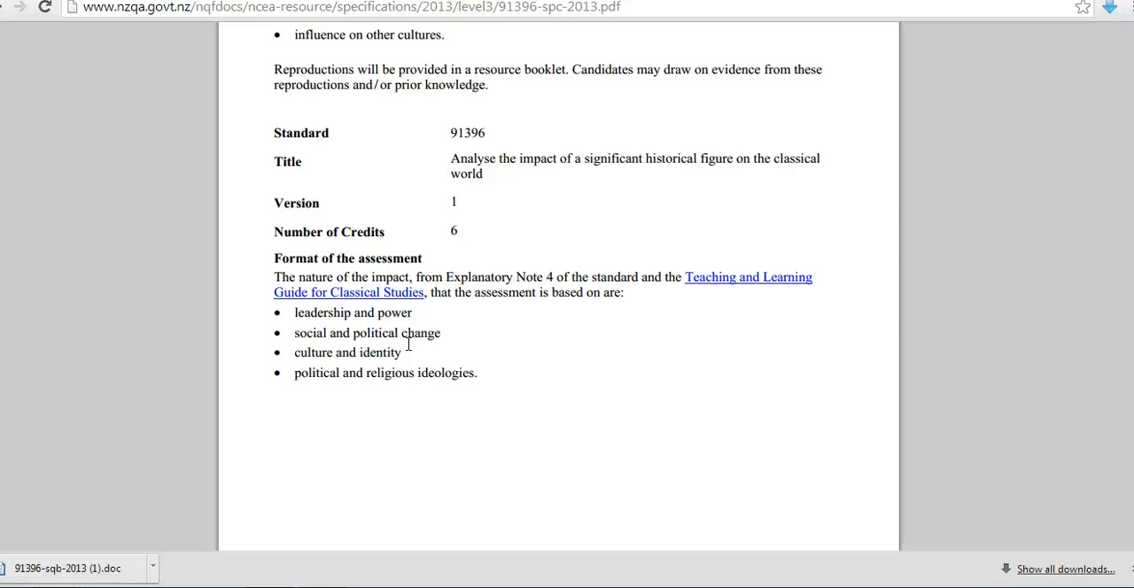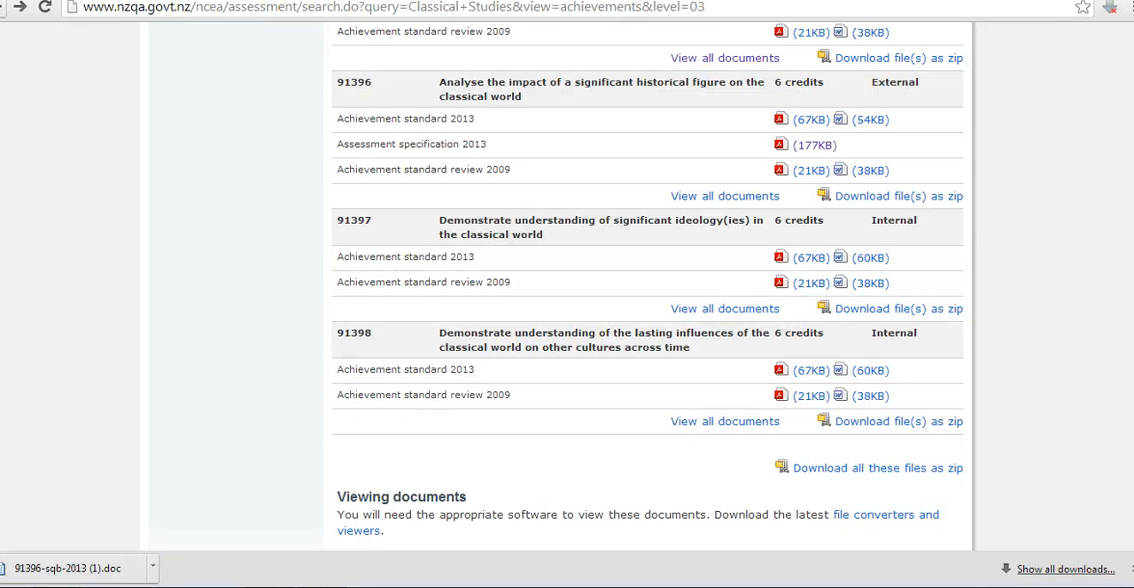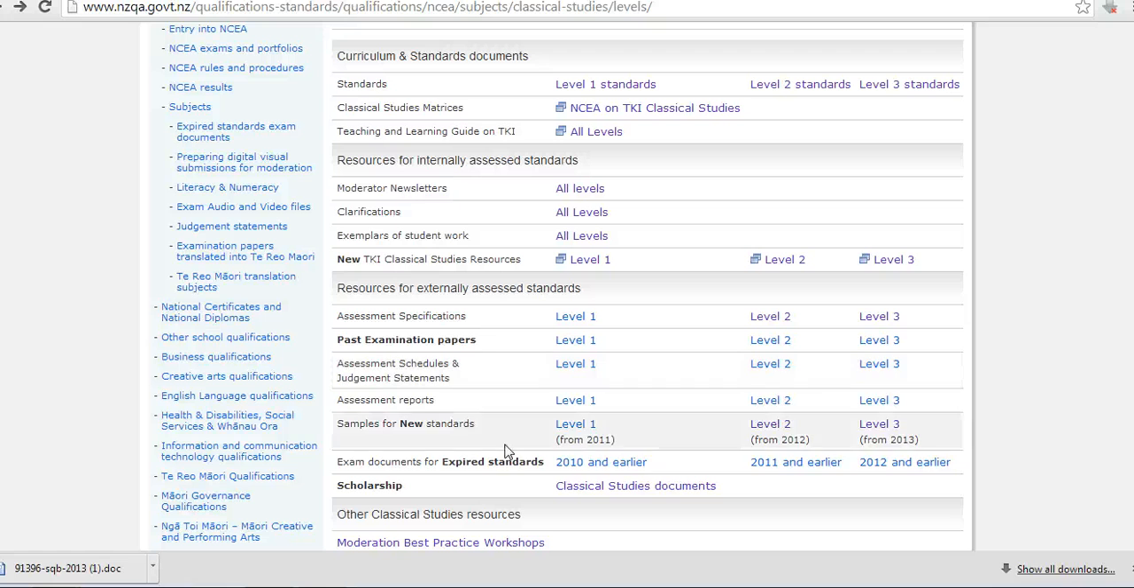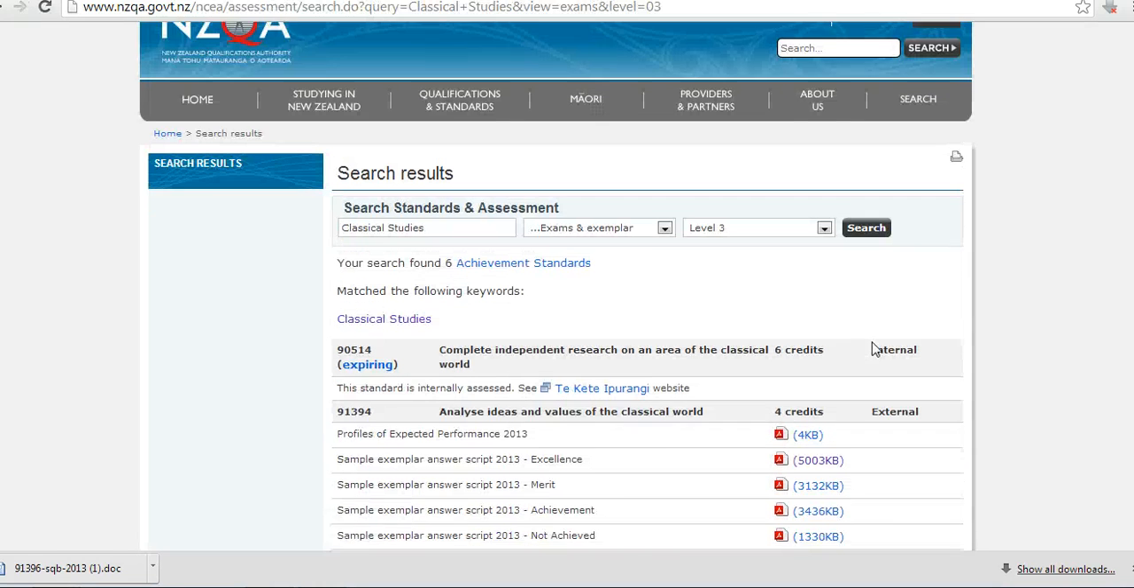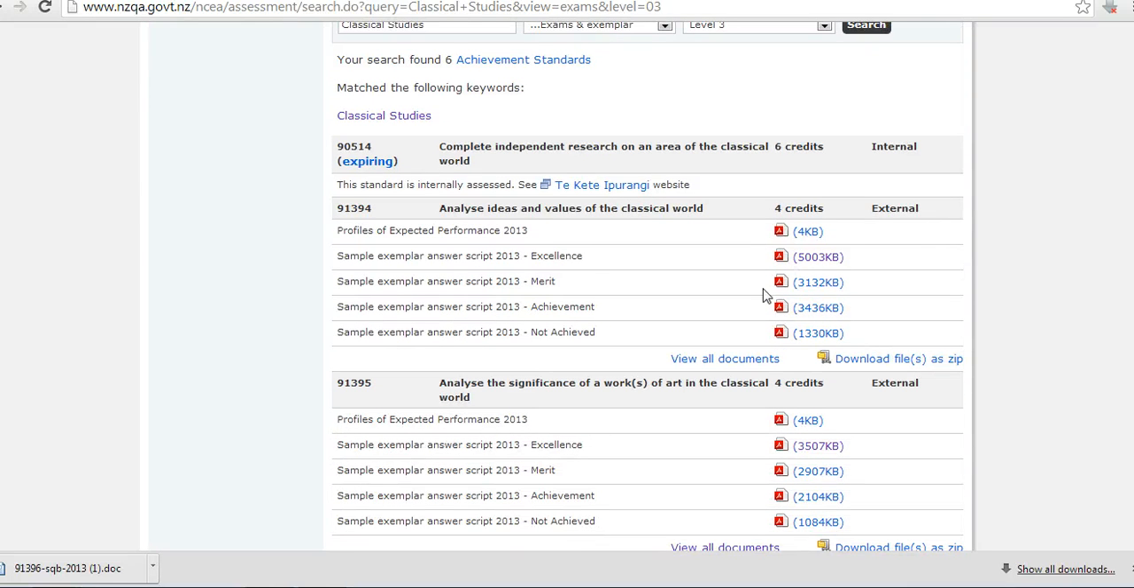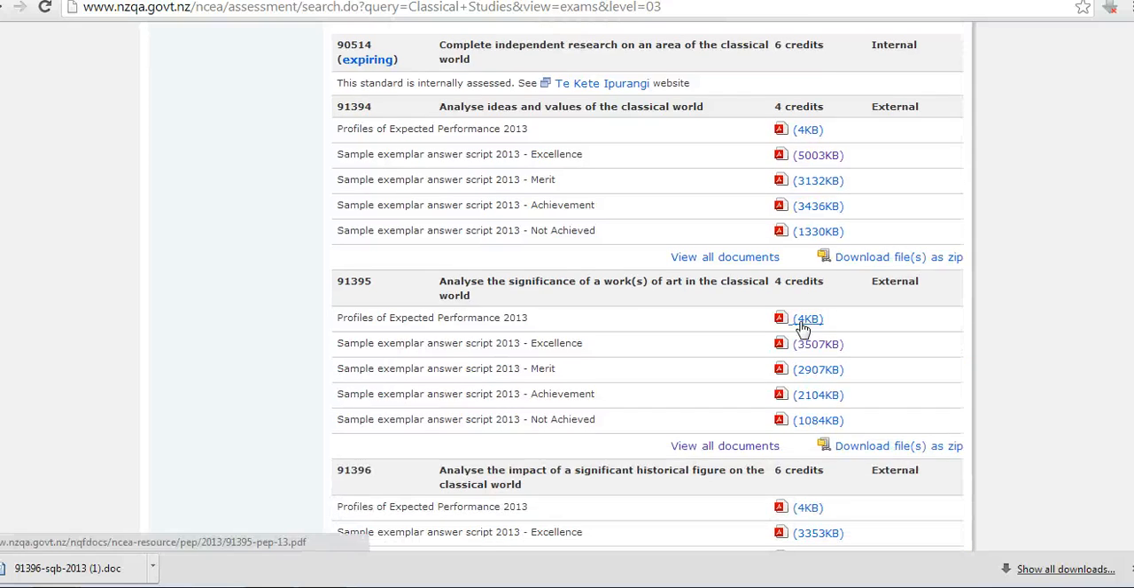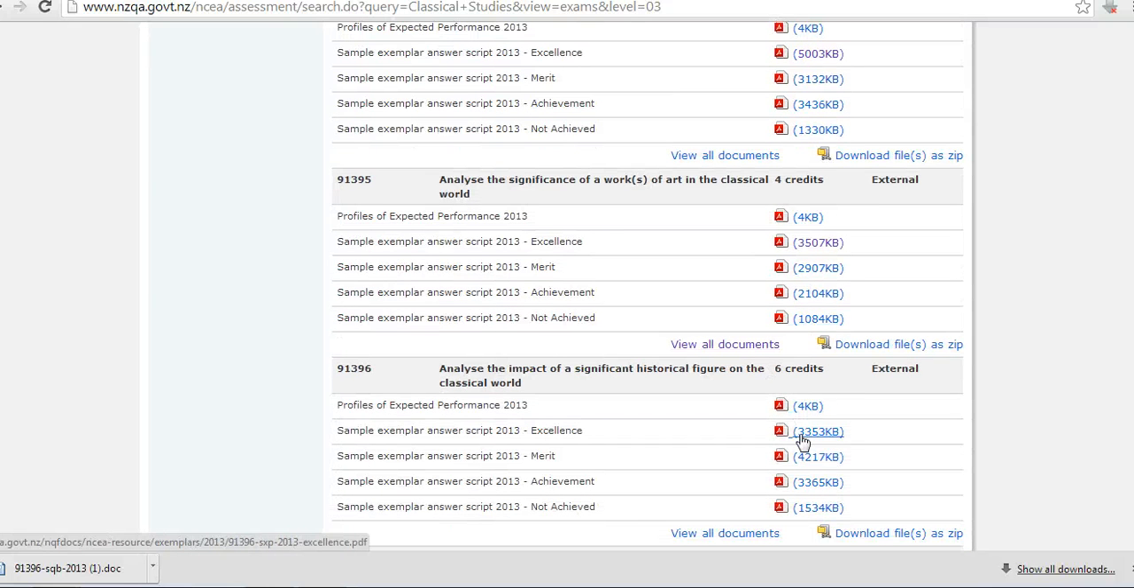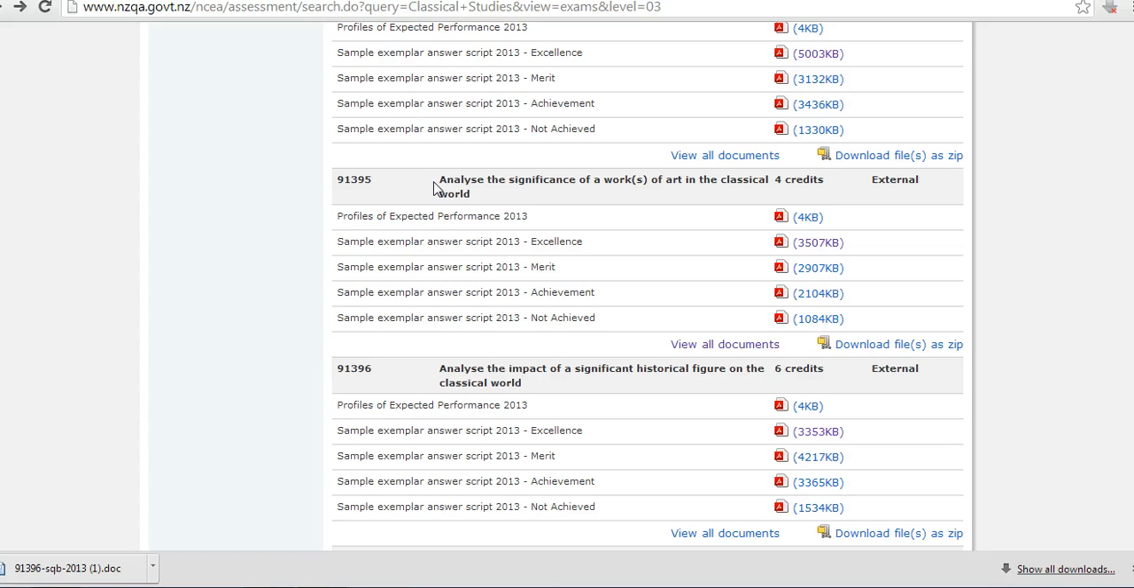If you use old exam questions, and there are samples of these available again on the NZQA website, so you can click past examination papers. Level 3 only has the exemplar script as their new standards this year. You should not and cannot and are not allowed to just take the whole sample paper. You have to take it and modify it.